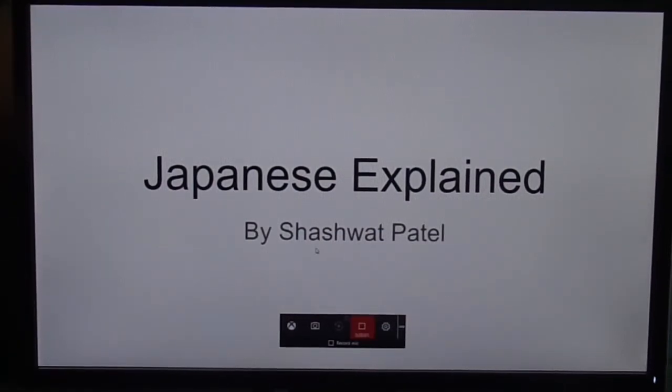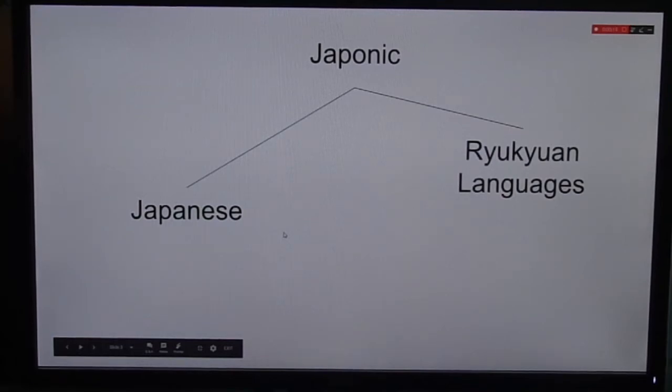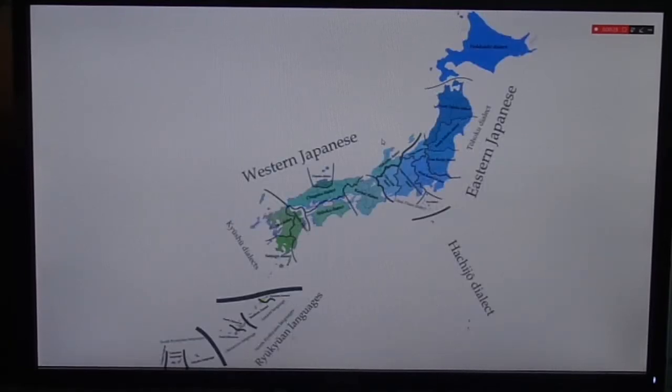Japanese explained by Shashwat. First off, classification. The Japanese language is classified under the Japonic family, also called the Japanese-Ryukyuan family, because it also contains the Ryukyuan languages. Japanese and Ryukyuan, there really aren't any other languages within the Japonic family. However, the two languages, Japanese and the Ryukyuan languages, do have a lot of dialects.